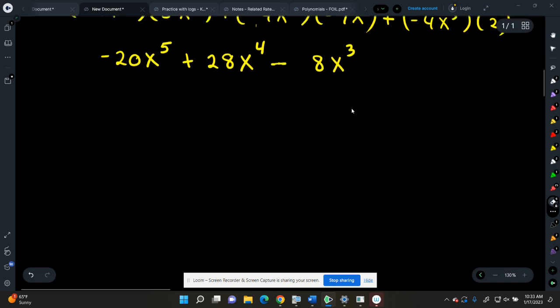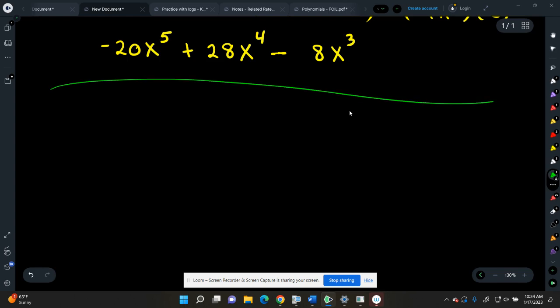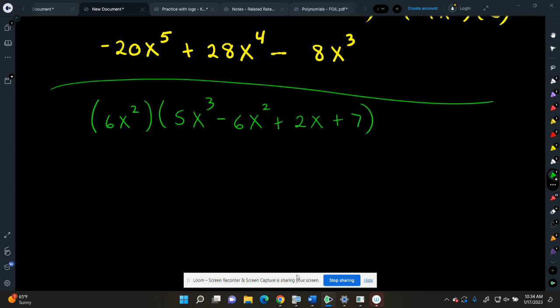Okay, do one on your own, and then we're going to move on to binomials. So let's see here. Is that one the new one? The binomial? Yes. All right, so we're going to do 6x squared times 5x to the third minus 6x squared plus 2x plus 7. You're going to do this one yourself.